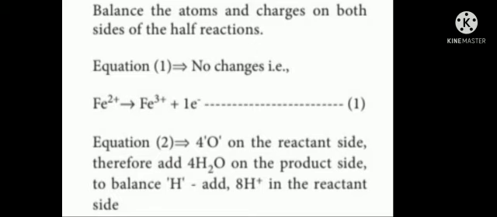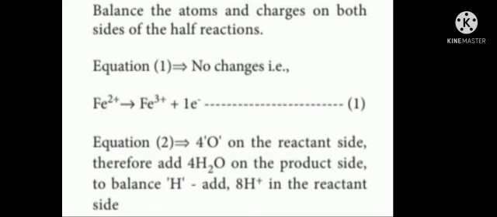Here the Mn in MnO4 minus has the oxidation number of plus 7. The Mn7 plus is converted into Mn2 plus by gaining 5 electrons. Therefore, MnO4 minus plus 5 electrons gives Mn2 plus. It is given in equation 2.